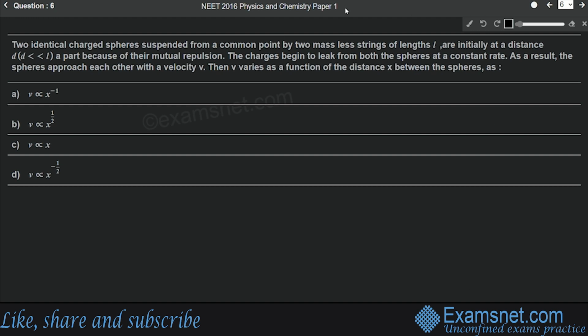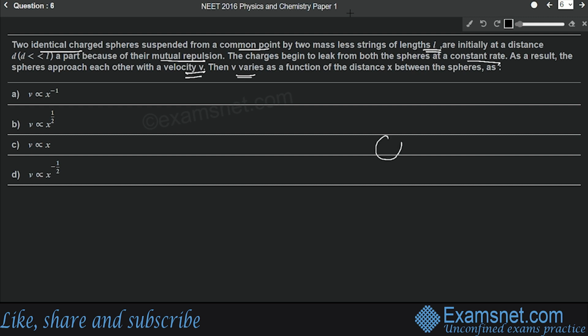Question number 6 is from the chapter Electrostatics, and the question is: two identical charged spheres suspended from a common point by two massless strings of length L are initially at a distance d apart because of their mutual repulsion. The charges begin to leak from both the spheres at a constant rate. As a result, the spheres approach each other with a velocity v. Then v varies as a function of the distance x between the spheres as.